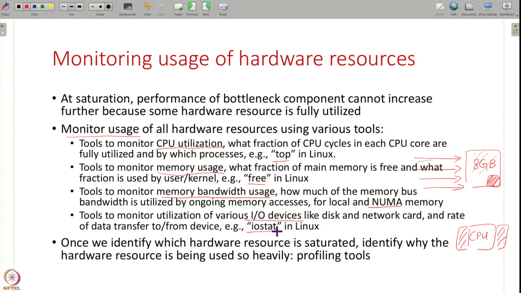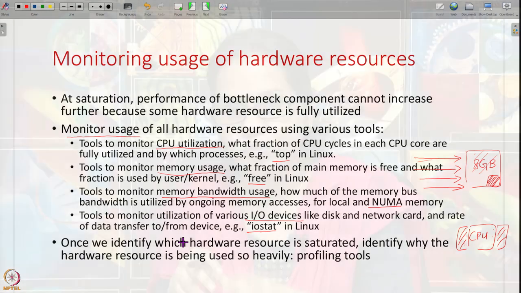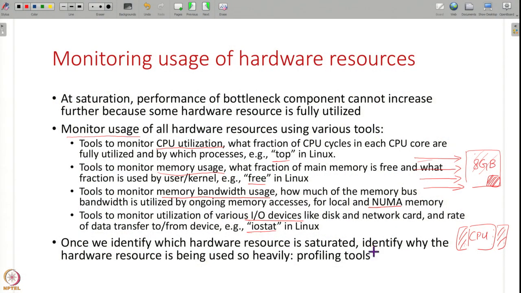All of these you monitor, and from all of these you will be able to find out which hardware resource is saturated, that is limiting the performance of the bottleneck component. Is it the CPU, is it memory bandwidth, is it the disk, is it the network card, which of these is the performance bottleneck? Now, once you identify which hardware resource is saturated, the next question comes up: why?